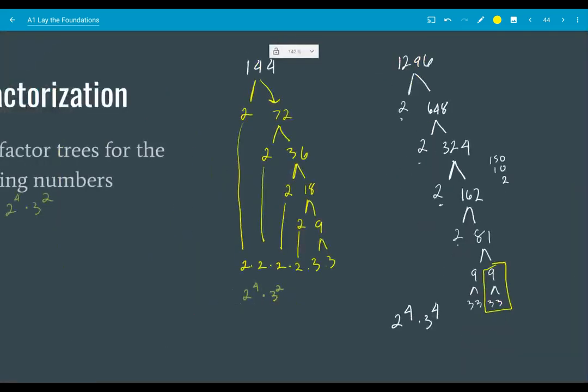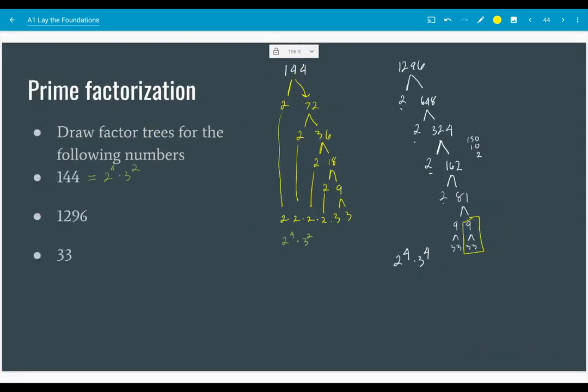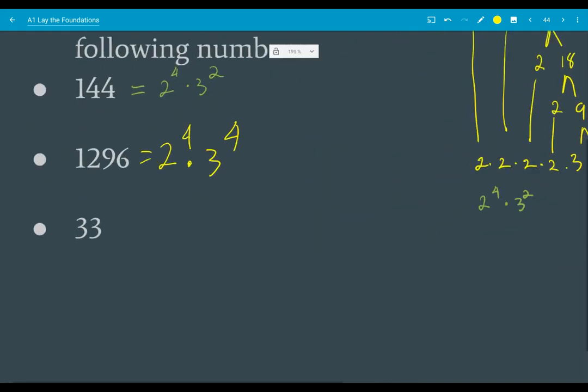Okay, so as you're working through a test, keep that stuff in mind. That's why it's helpful to keep your work organized. So if you've already done the work, you don't have to go back and do it again. So let's go ahead and put this over here as 2 to the 4th, 3 to the 4th. Okay, and let's look at 33 last but not least.